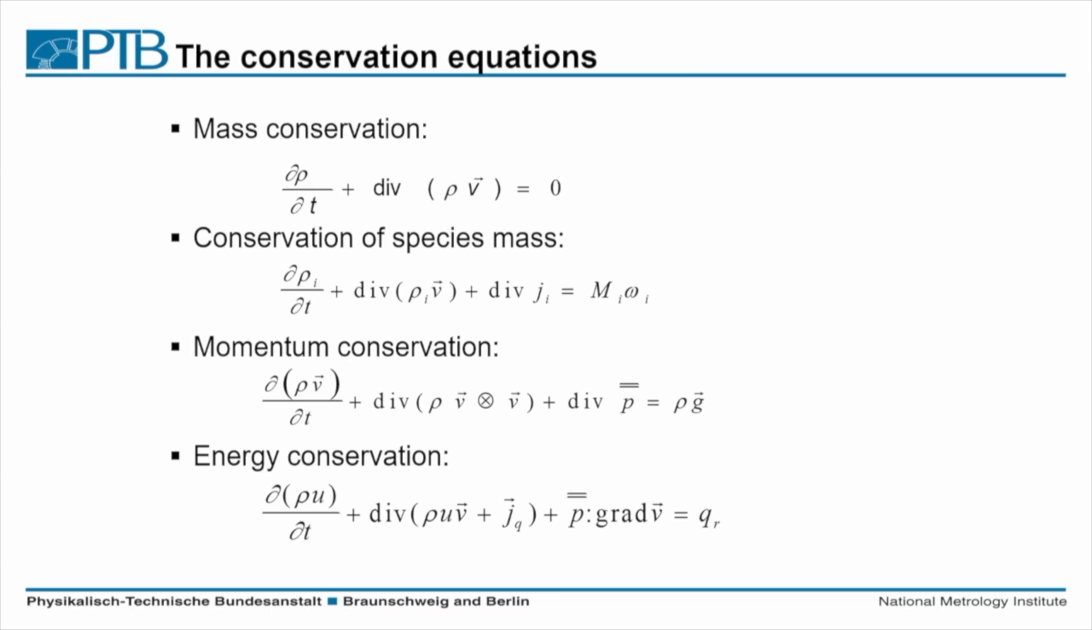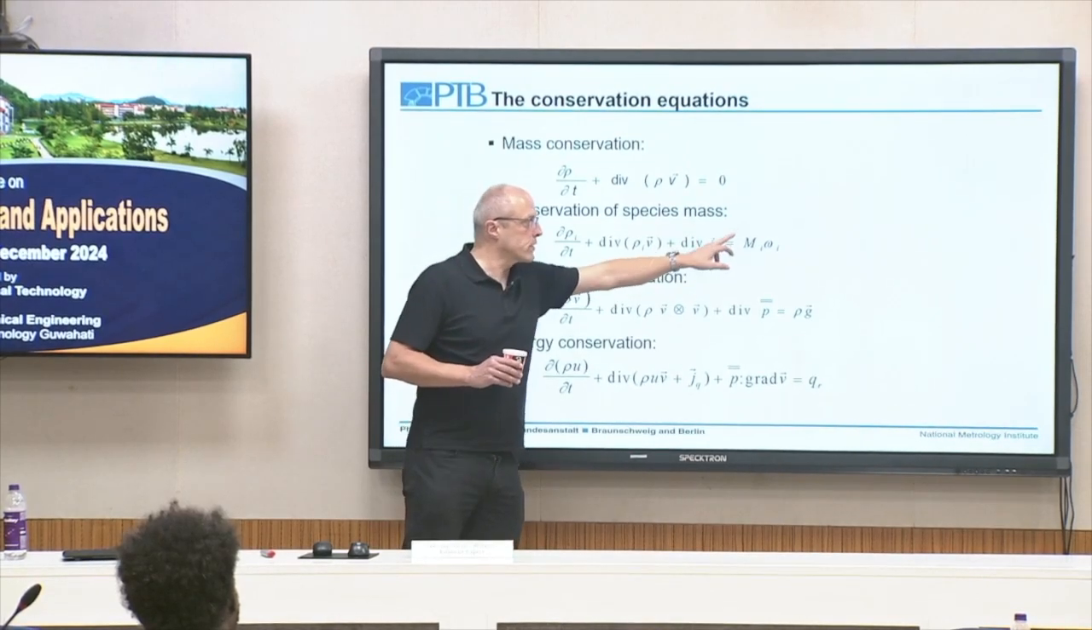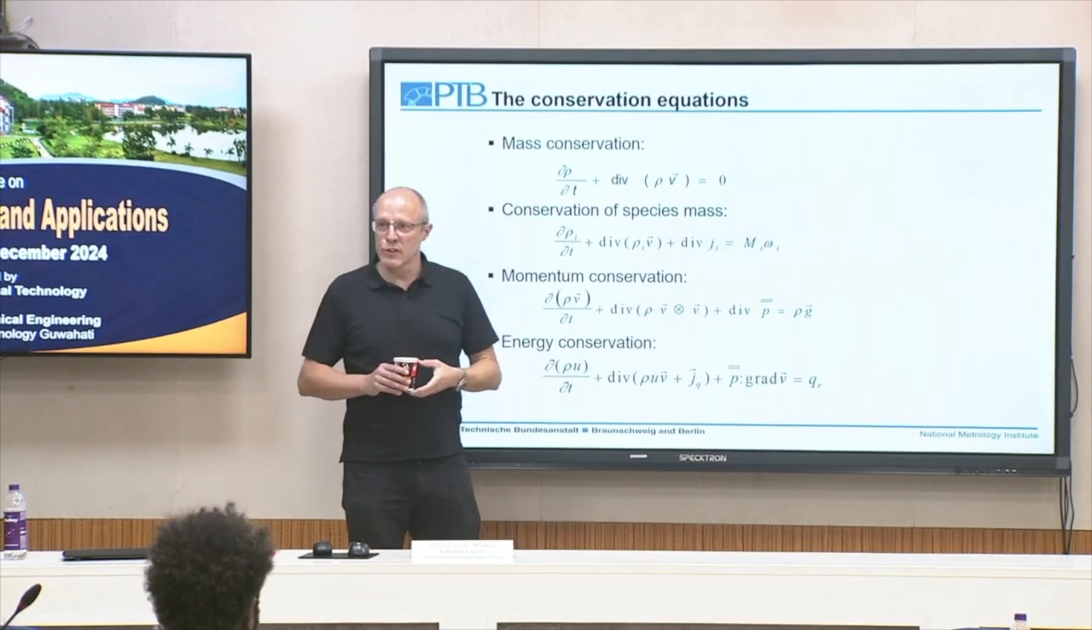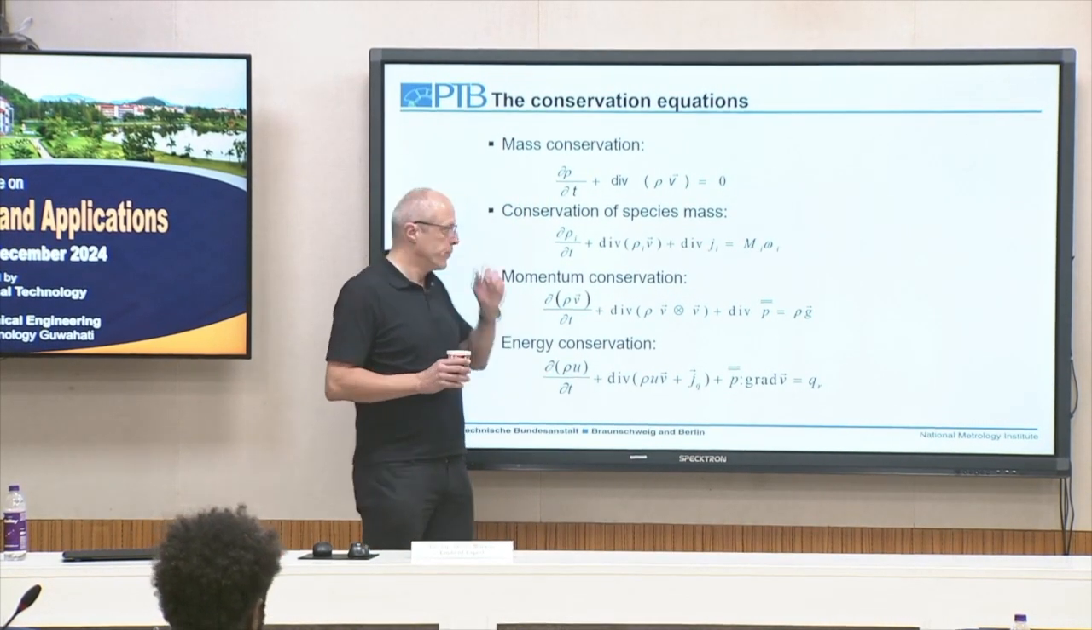So for the mass conservation, it's of course the change of density over time, and there is a convective part, so is there flow into our volume or out of our volume. For the species mass, we have additionally the diffusion flux to consider: convection flux, diffusion flux, and then there is the source term, the chemical reactions.